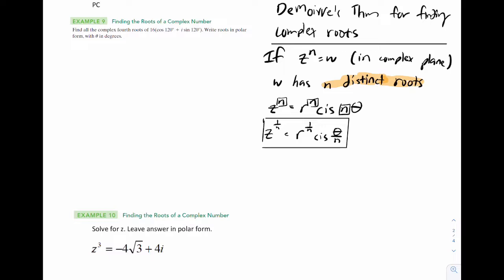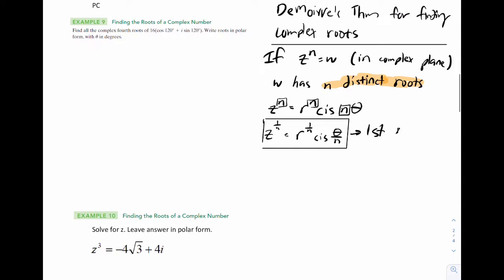So make sure you write this down. The thing that's kind of complex about this is, as I wrote earlier, it has n distinct roots. This formula we found is the first root. So this isn't the complete thing. I'm just saying this is how you find the first root. We'll talk about how to find the other ones in a little bit. For now, let's just focus on finding one.